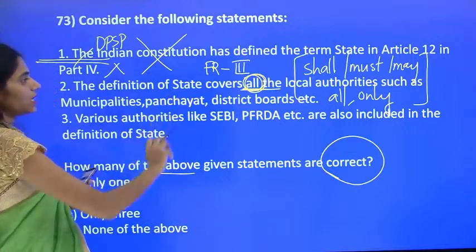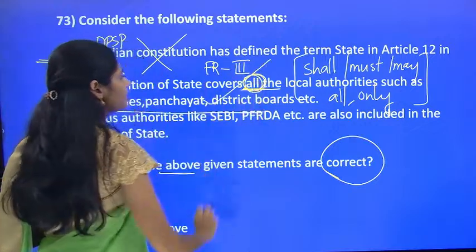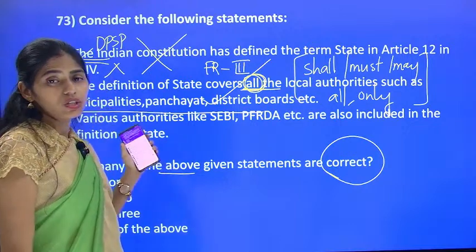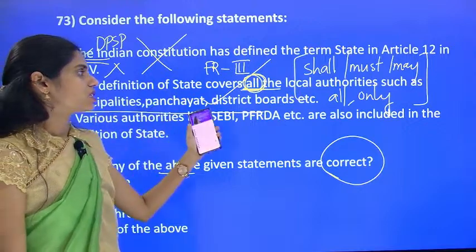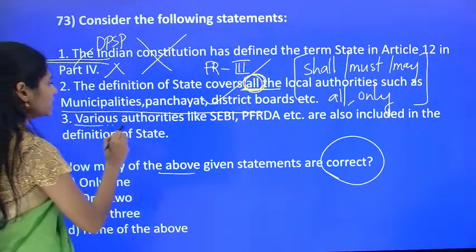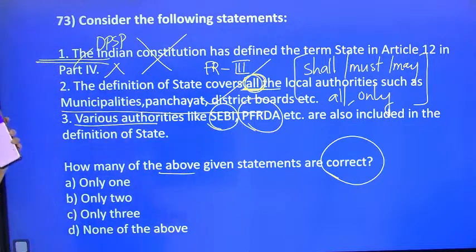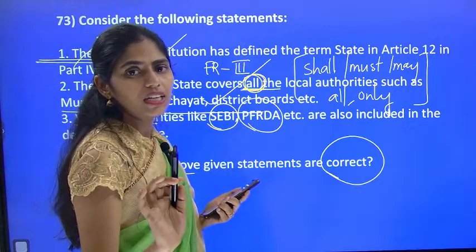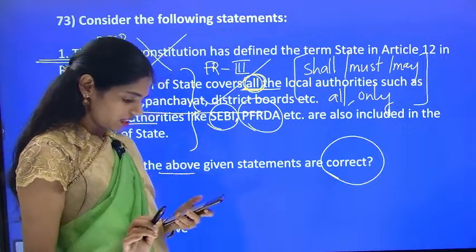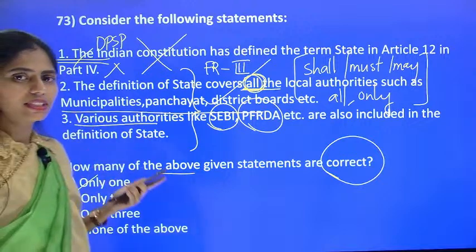So here the definition of state covers all the local authorities like municipalities, panchayat and district boards, and this statement is absolutely correct, because under this 12th article, the definition of state includes municipalities, panchayats and district boards under local authorities. So the second statement is absolutely right. And next one is various authorities like SEBI, PFRDA, etc. are also included in this definition of state. Yes, these are also other organizations which are included under the definition of state. These 2 points are clearly given in your Lakshmikant. Clear? So the correct option is B, only 2 statements. The first statement is incorrect. Clear?